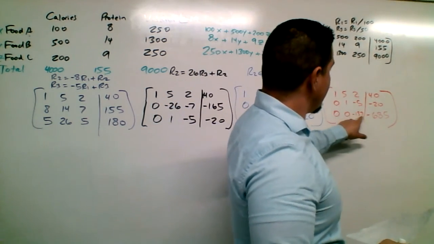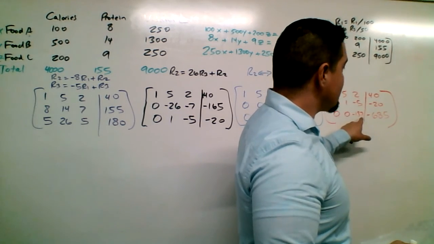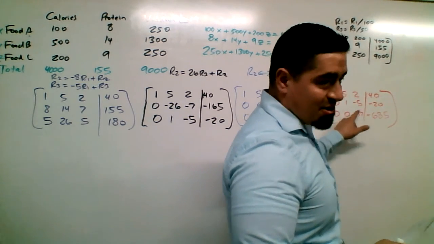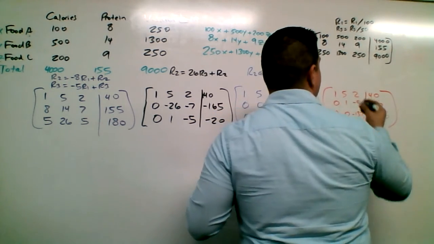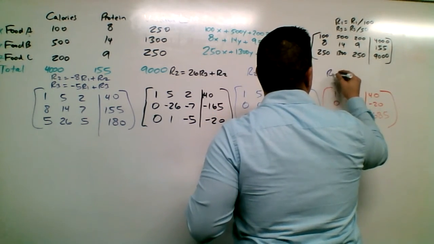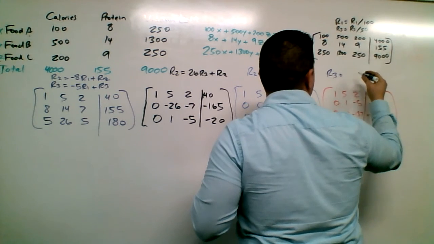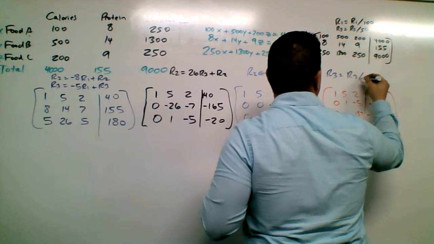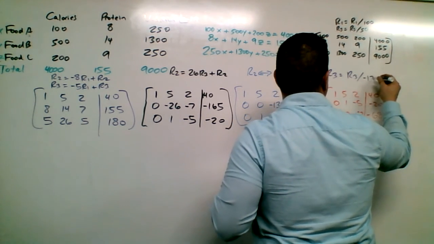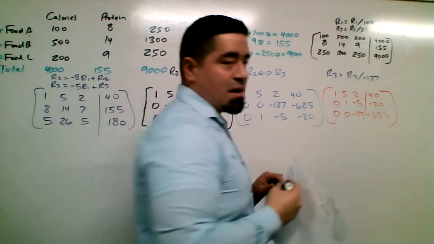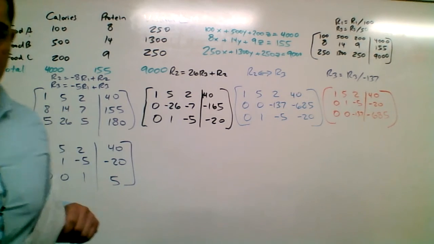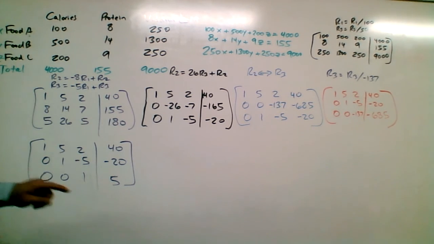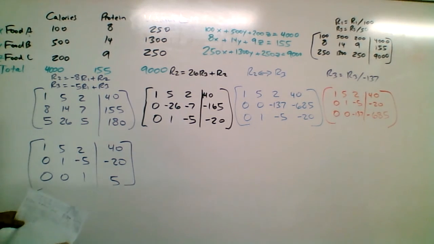Now I'm going to look at the bottom here, and I'm going to hope that I can divide it, but it turns out you can. 685 divided by 137. But basically the row operation is row 3 is going to be equal to row 3 divided by negative 137. Okay, and that's the only operation that we'll do on this step. So when I divide 685 by negative 137, I get 5. The 1 here, of course.